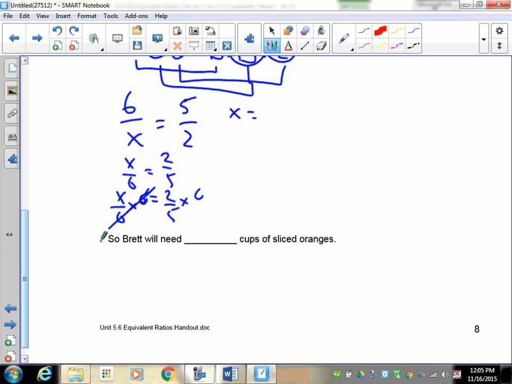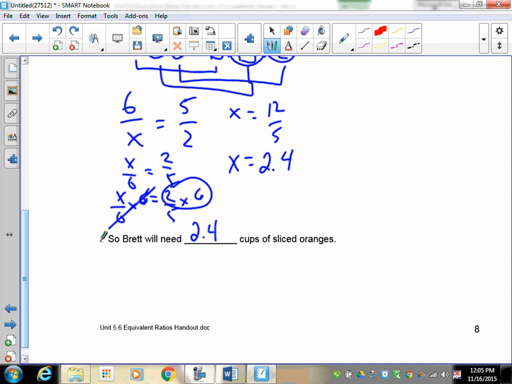Lost my numbers here. My notes say, fix this, it's wrong. So let's take a look at this. I've got 2 over 5 times 6. So 2 times 6 is 12 over 5. So x is going to be equal to 2.4. There we go. So Brett will need 2.4 cups of sliced oranges. And that hopefully will work.